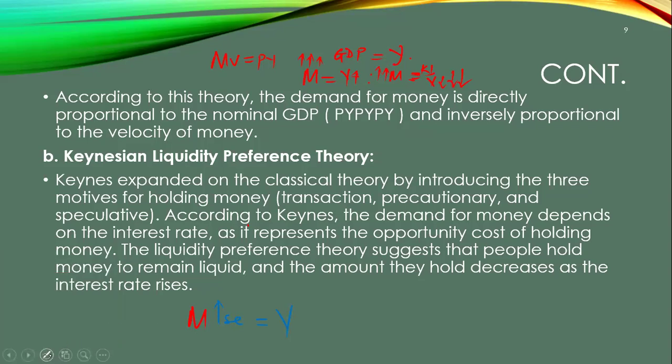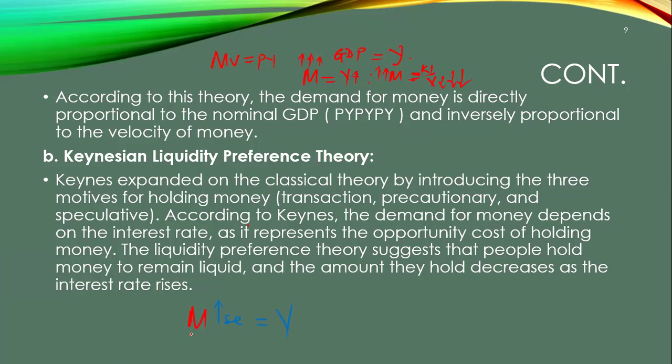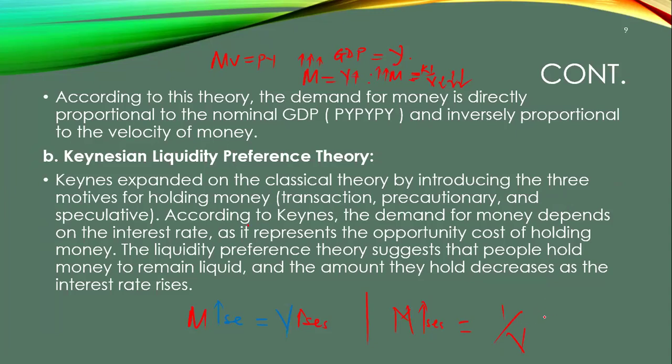When we say directly proportional, then Y also increases. When we say inversely proportional, as M increases, then this is an inverse proportion with the velocity. In other words, this one goes down. So hopefully that one is understood.